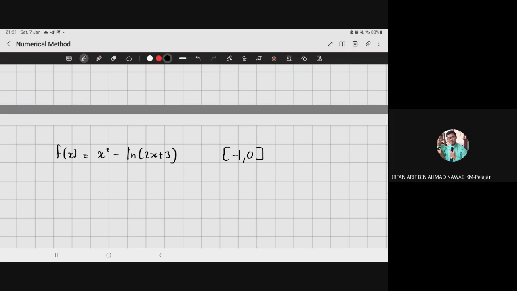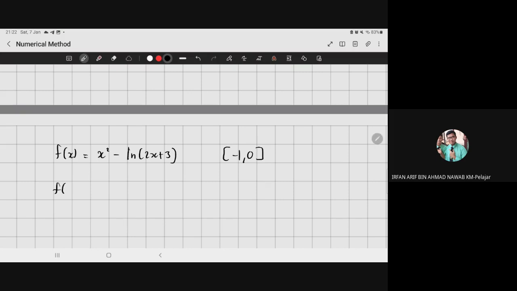Let me read the question again. Show that there is at least a root between -1 and 0 for the function f of x is equal to x squared minus ln of 2x plus 3 by using the algebraic method. So we just show that there are different signs between those endpoints, -1 and 0.